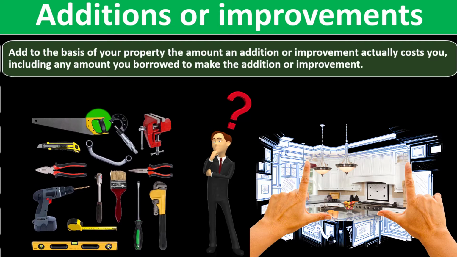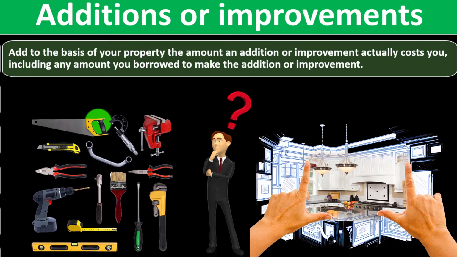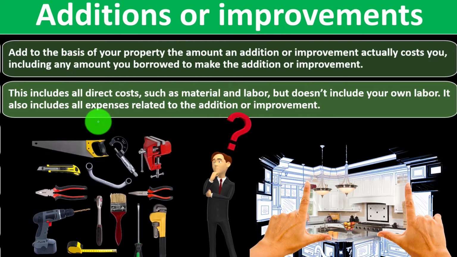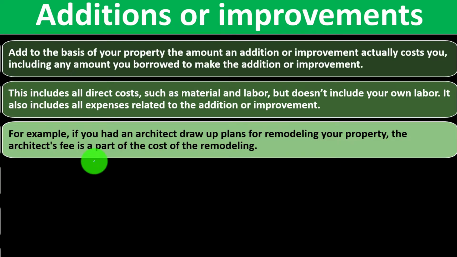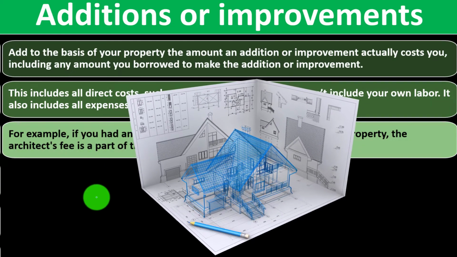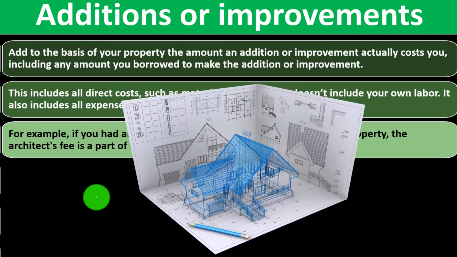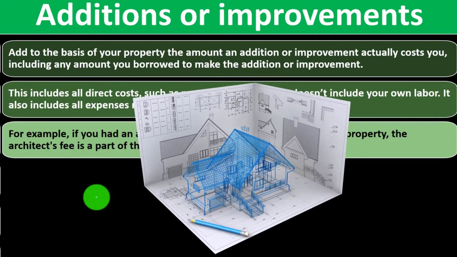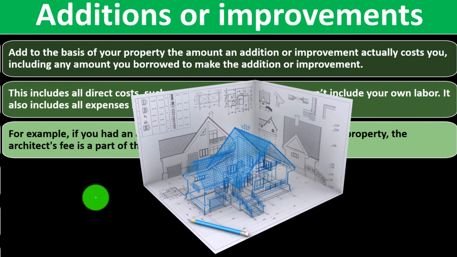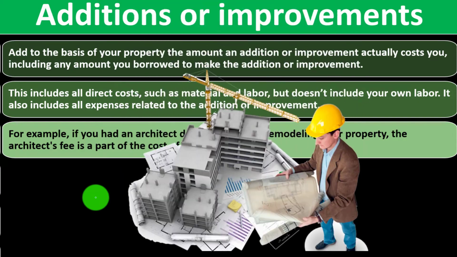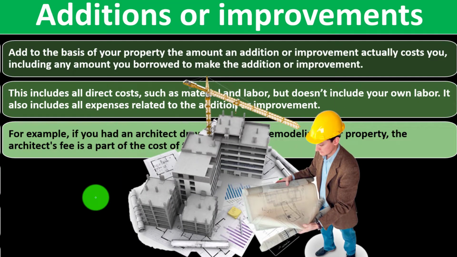If it was an addition or improvement before we put the property into use, then we're going to add it to the cost of that property. So this includes all direct costs such as material and labor, but doesn't include your own labor. It also includes all expenses related to the addition or improvement. For example, if you had an architect draw up plans for remodeling your property, the architect's fee is a part of the cost of the remodeling. So it's not like you're going to put the architect fee under professional fees or something like that. Although the architect is, of course, a professional, he's doing work that's going towards the improvement of the property. Therefore, we're going to have to capitalize it generally as the improvements of the property.